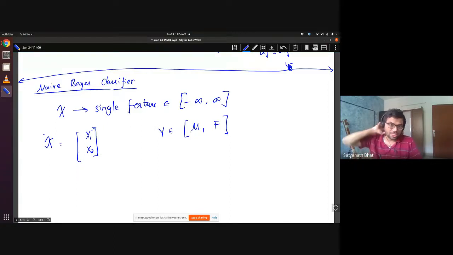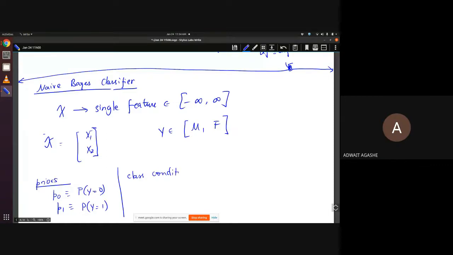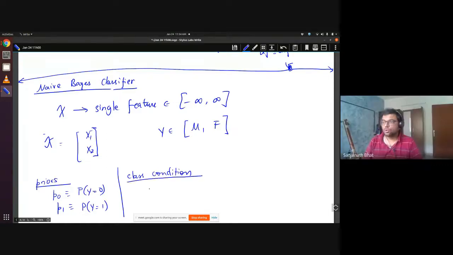What is the one change that will happen? Is there any change in priors? No, priors will not change. What about class conditional densities? How does the class conditional density change? We will have them for x1 and x2. Yes, so the class conditional density F1 will have two things, x1 and x2.